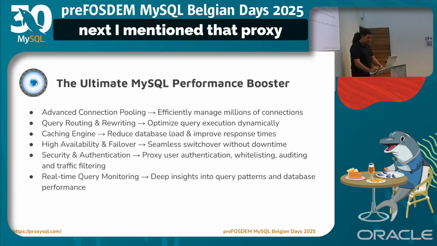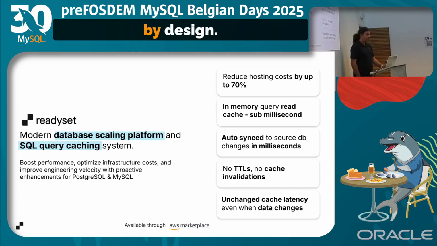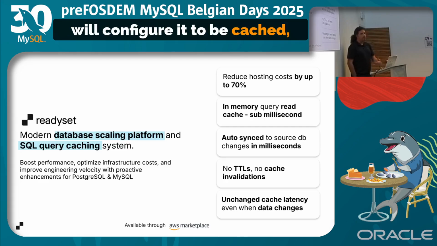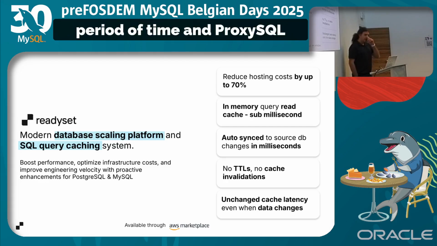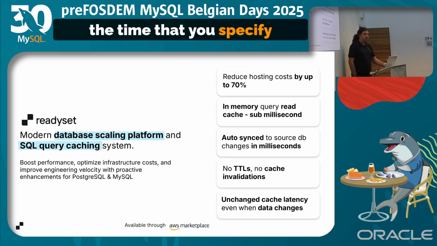Okay, next. I mentioned that ProxySQL has query caching. It was always there from the very beginning. It has some limitations by design. By design, the query caching in ProxySQL is based on TTL. This means that once ProxySQL identifies a query that you configured to be cached, it will cache it for a certain period of time, and ProxySQL will continue serving that specific result set for a specified amount of time. That is the time that you specify in the configuration.